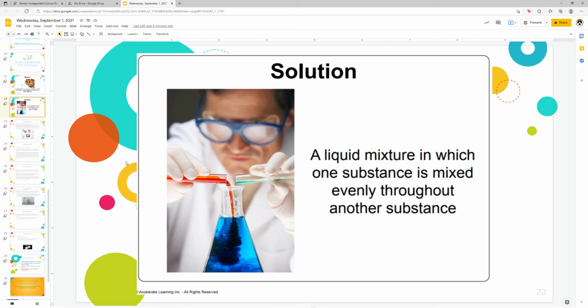A solution, however, is also a type of mixture, but it's a specific mixture, a liquid mixture, in which one substance is mixed evenly throughout another substance or something else is dissolved in a liquid. For example, salt in water or sugar in water, if you stir it up enough, it does dissolve evenly in that liquid.